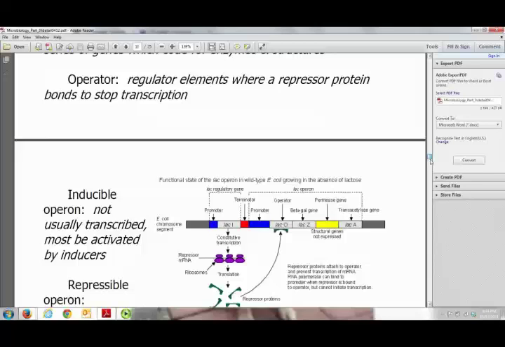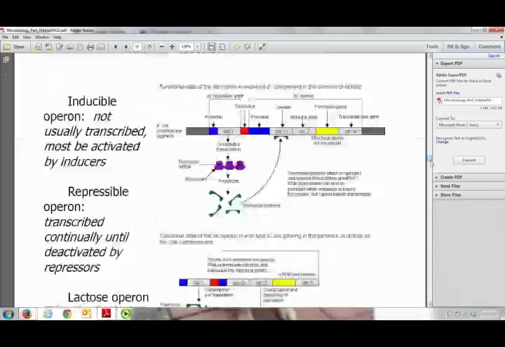So with inducible operons, they're not usually transcribed. They have to be activated by an inducer. A repressible operon is going to be transcribed continually until it gets deactivated by repressors.